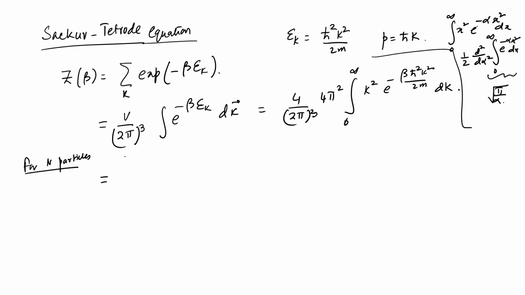Now, there is a correction factor that Sackur and Tetrode introduced, which gives V to the power N and this N factorial, and then (2 pi m k T divided by h squared) whole to the power 3N by 2. Okay. So, this is the total partition function, and you can write it in terms of the one particle partition function.